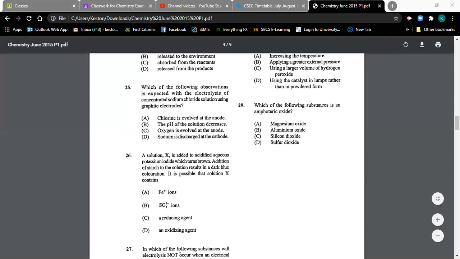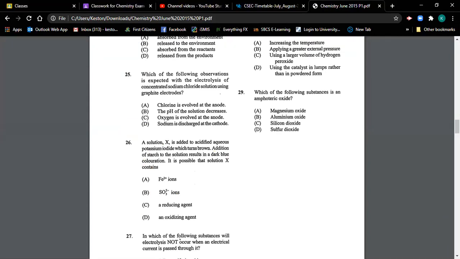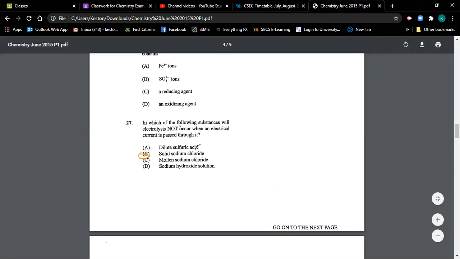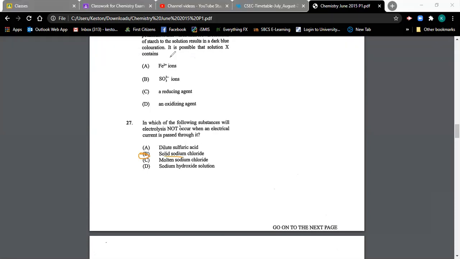Yeah. So that was the first time we saw this one. I don't think we saw this before. 27. In which of the following substances will electrolysis not occur when an electrical current is passed through it? No electrical current being conducted when it goes through. Dilute sulfuric acid, you have the presence of ions there. Molten sodium chloride, you have ions. Sodium hydroxide, you have ions. Solid sodium chloride, there's nothing free inside of there to allow electric charge to pass through. Right, so that would work. Very good.